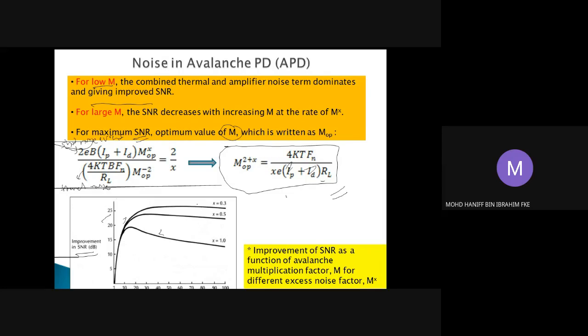Okay, hopefully you understand about this signal to noise ratio calculation for the APD, and also how to calculate the optimum value of the M that will give us the maximum SNR, yeah.